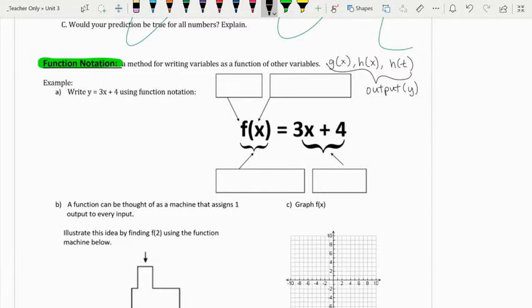So let's think about these. If we wanted to write y equals 3x plus 4 in function notation, we would write this. Instead of y equals, it's going to be f of x equals. And f of x is representing the new name. It's your function. The variable inside the parentheses is called your input, which is typically your x.